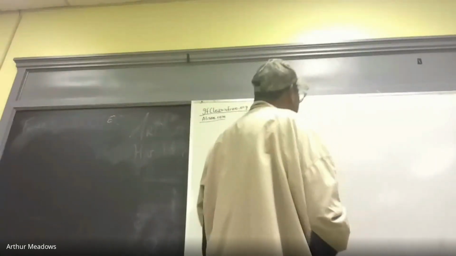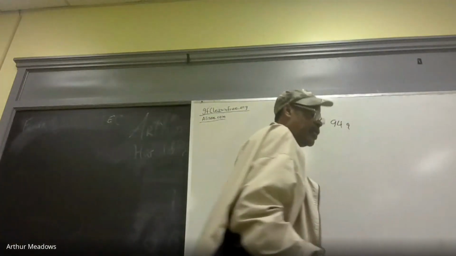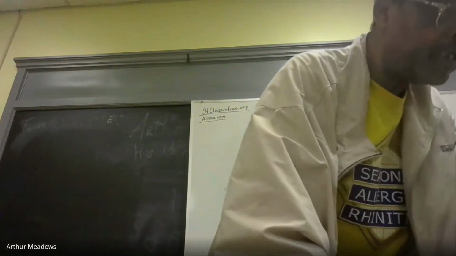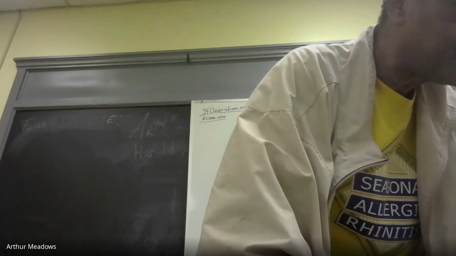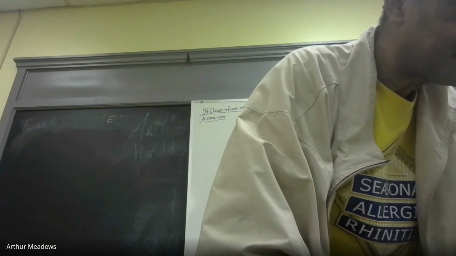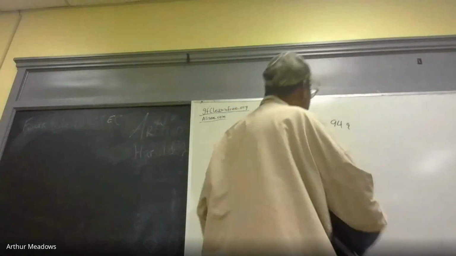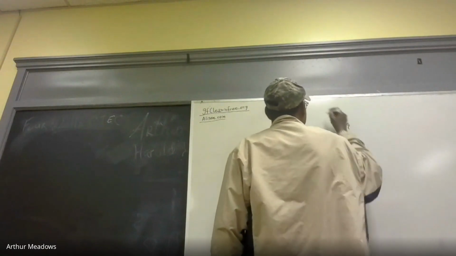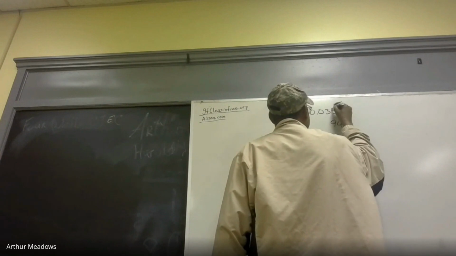Okay. What's next? 94 grams, and we're changing that to ounces. Gram is 0.03527. I got 0.03527.